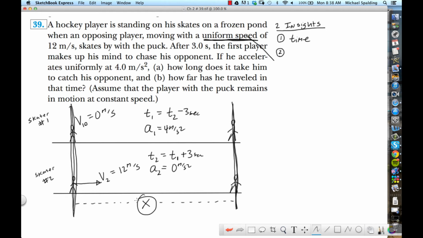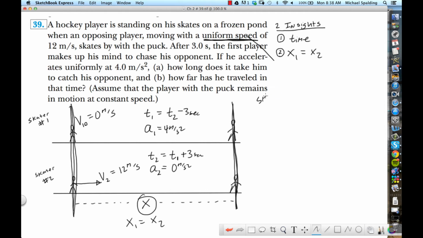They go the same distance. They're equal. So in other words, we can say x1 equals x2. The displacements are the same. So the second insight is that displacement 1 equals displacement 2. Both skaters have the same displacement. Now let's write some equations that we can use to solve the problem.